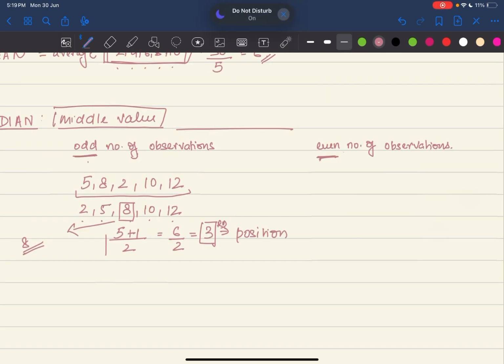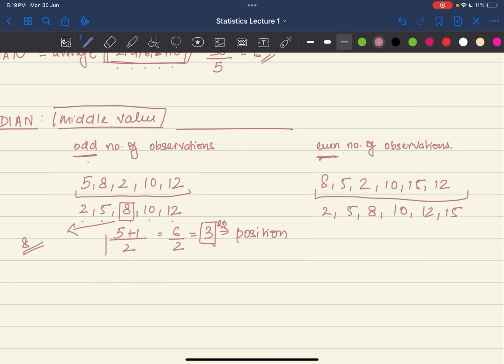Now let's see what we have to do when we have even number of observations. So let's say we have a data set with numbers like 8, 5, 2, 10, 15, 12. So obviously the first step is arranging this data set in an ascending order, which gives us 2, 5, 8, 10, 12 and 15. Now because we have even number of observations, we'll not add 1 to the number of observations. We'll just go directly with the number of observations and divide it by 2, which gives us 3 again.